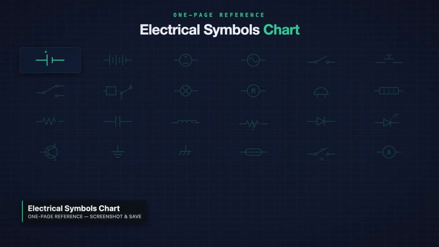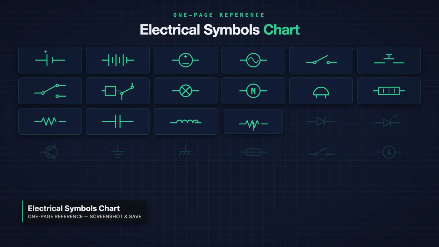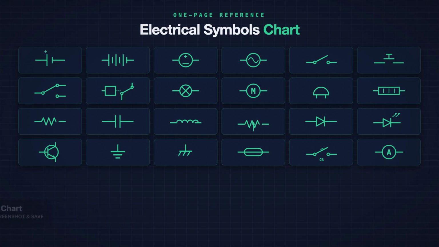This is an electrical symbols chart. One clean reference sheet of every symbol you actually need to read a schematic. No wall of 100 pictures in no order. Just the essential set, taught in labeled groups, each symbol with its name and a one-line meaning.